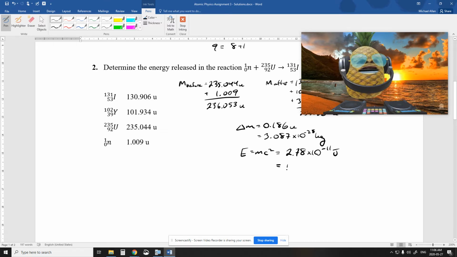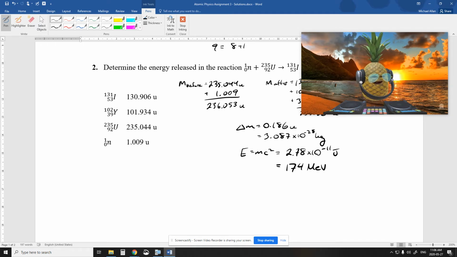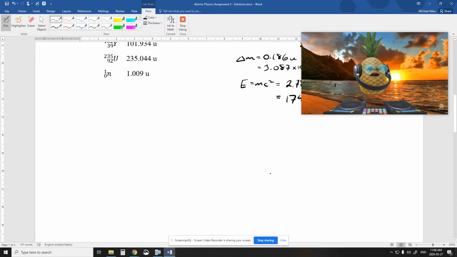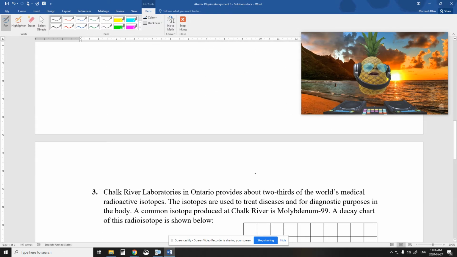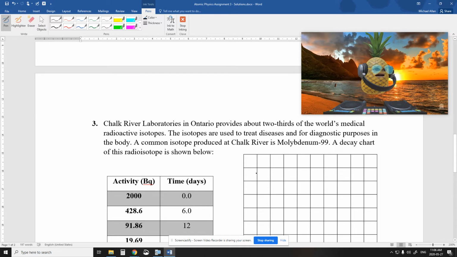We get 174 mega electron volts. Okay, so we get 174,677,000, et cetera, electron volts. Just change into mega. Cool. Check out this next question here.